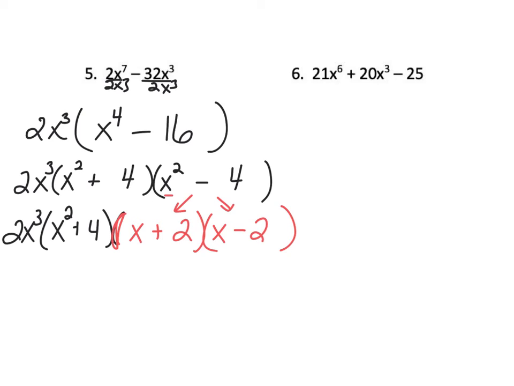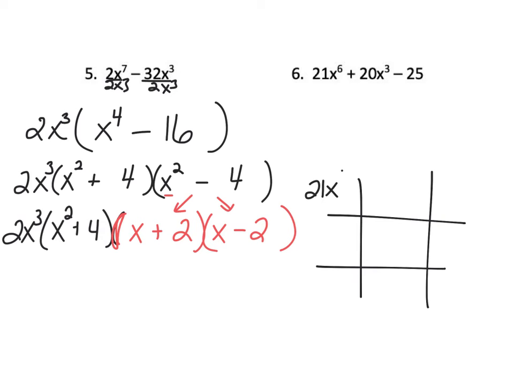Okay, last one, number 6. So I'm checking to see if anything goes into each term. Well, I don't think there's anything greater than 1 that's going to go into 21, 20, and 25. So I'm going to jump right to tic-tac-toe. And this would be 21 x to the 6th. I need factors of negative 25, and they need to add to 20 x to the 3rd. Because I needed to add to x to the 3rd in the middle, I know that I'm going to need an x to the 3rd and an x to the 3rd right here. X to the 3rd times x to the 3rd is x to the 6th. Keep your base and add your exponents.